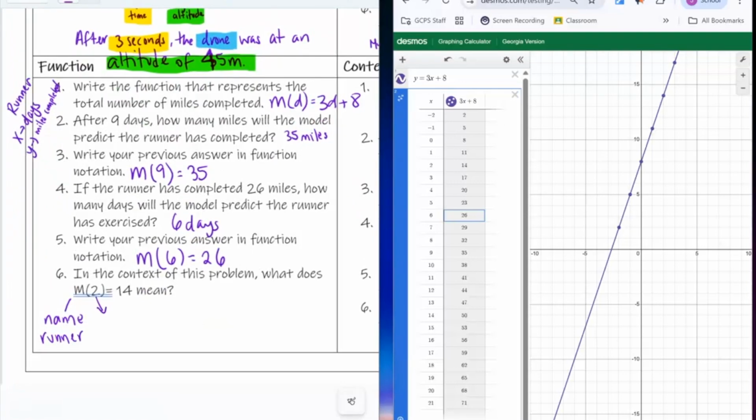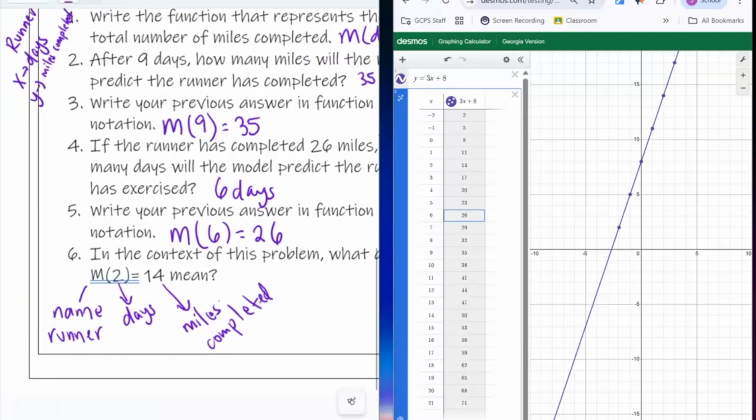Then this is my input x, which is days. So I have to use 2 and days. And then 14 is my y, which is miles. Completed. All right, let's talk about my sentence. Again, the order of the sentence does not matter. You can go in any order.